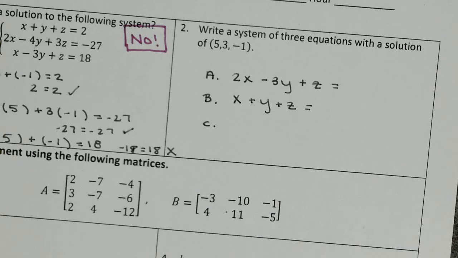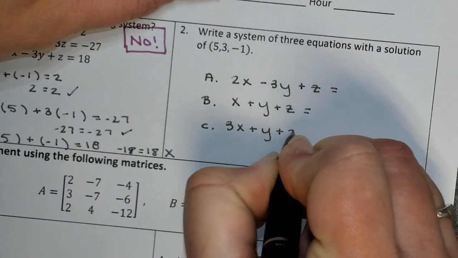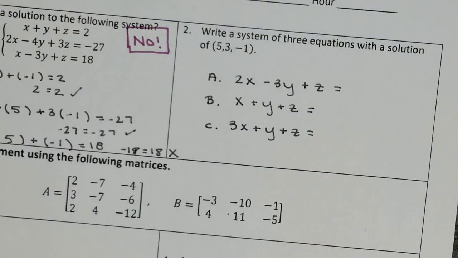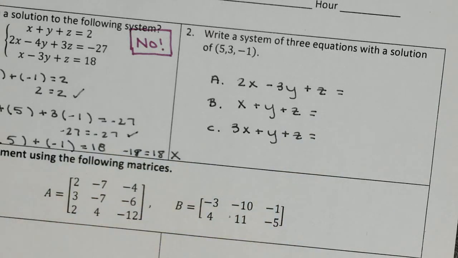Ready, number 8? What'd you get? 3x plus y plus z. Perfect. It does not matter what you come up with. Whatever you do works. Okay? Because we don't know what any of these equal. But we're going to figure out what will make it work.